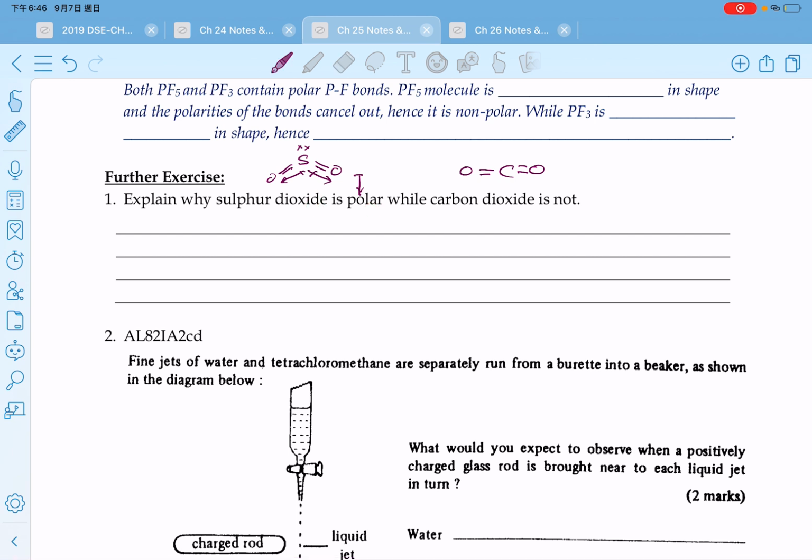However, because carbon dioxide is linear, the oxygen will draw the electrons to the left and the right with the same magnitude of the force. Or we can say the polarity of the polar bonds cancel out each other. As a result, carbon dioxide is non-polar.